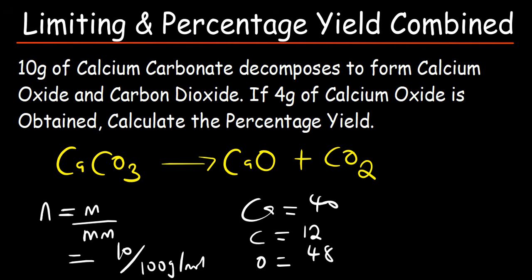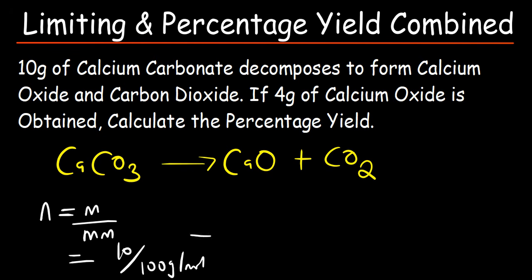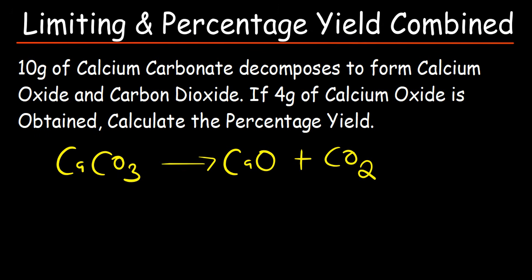Then if we add now 52 plus 48, that will give us 100. Roughly like that. So that is the molar mass for calcium carbonate. Now if we divide 10 by 100, that will give us 0.1. This is the number of moles, so these are the moles for calcium carbonate. So allow me to just write it here, 0.1 moles.